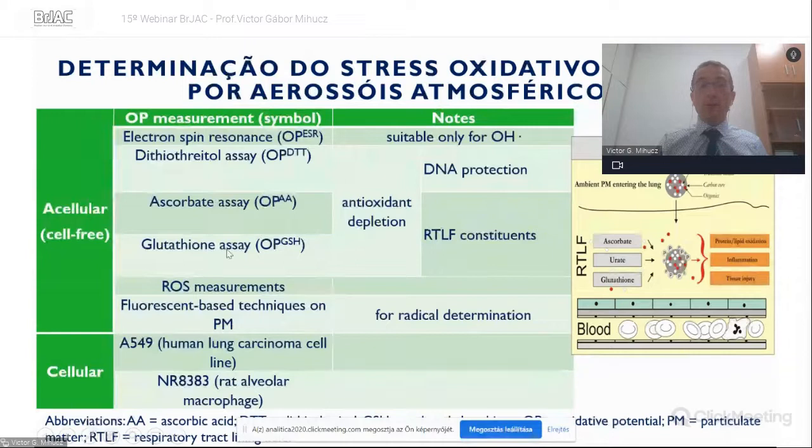In the case of acellular, we have to distinguish between those which are suitable, for example, only for radicals, like electron spin resonance or fluorescence-based techniques. What is much more common is to use the depletion of these antioxidants. Adequate portions of the PM samples are incubated with this respiratory tract fluid, for example, containing glutathione, ascorbate, and dithiothreitol in a certain concentration, and then after an incubation of 4 or 5 hours or 1 day, depending on the protocol, we see how much remains of these antioxidants.